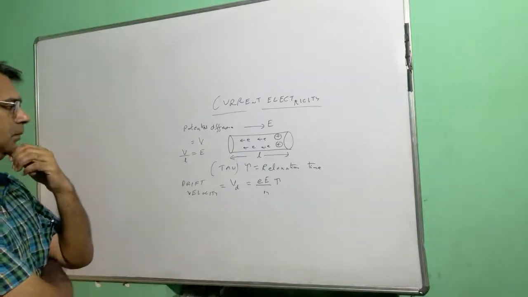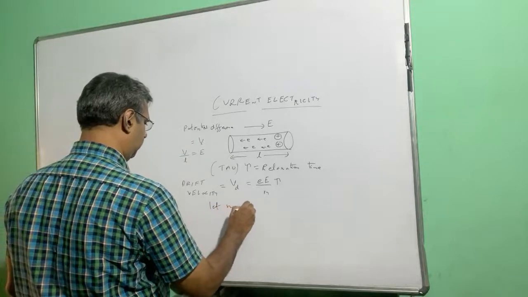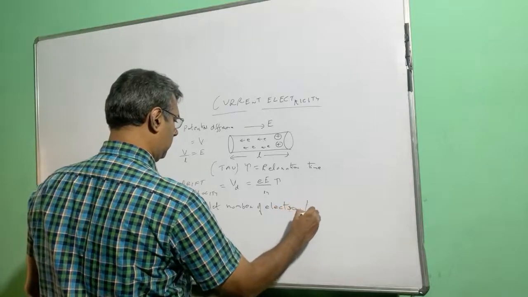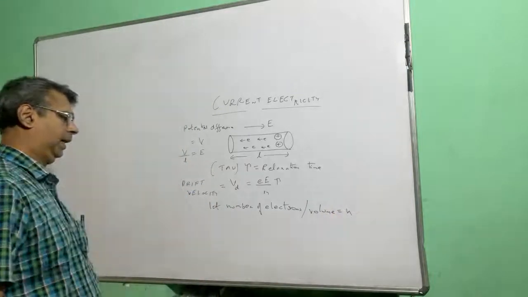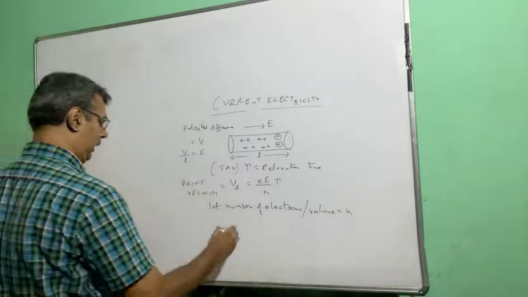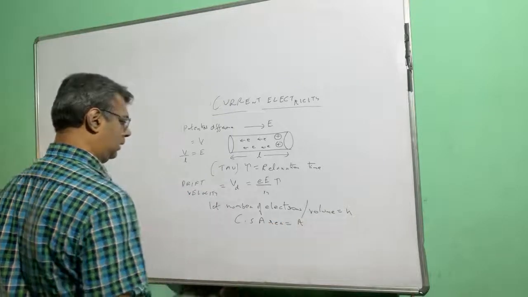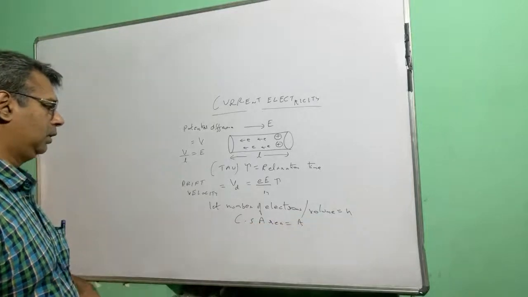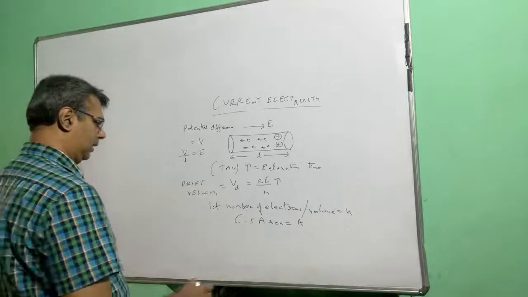Right. Now let the number of electrons per unit volume be equal to N, and the cross section area of the conductor is A. So number of electrons per unit volume is N, and cross section area is A.